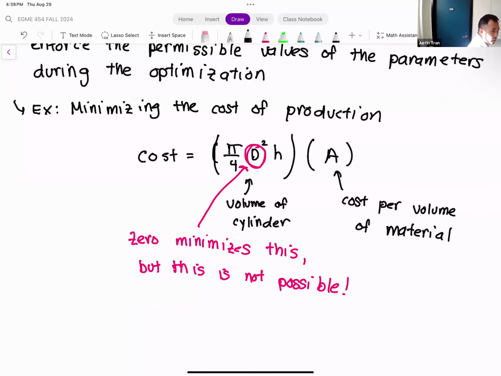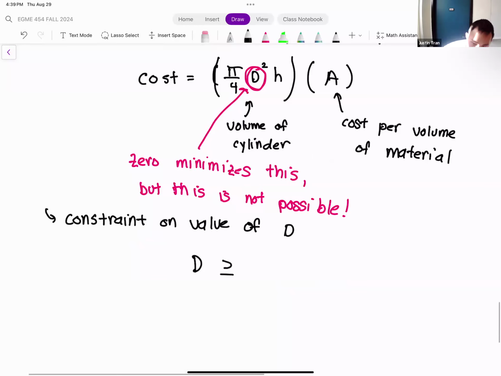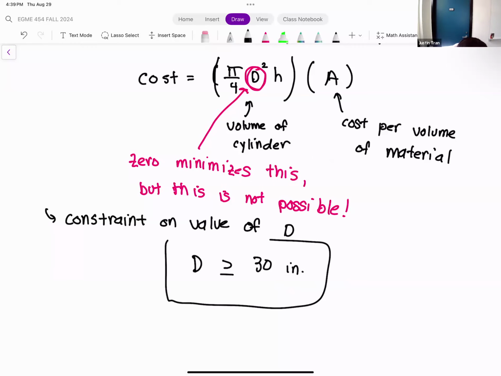And so one thing that we can do to alleviate this is put a constraint on the value of D. Let's say that D, I'm just gonna make up numbers at this point. D has to be greater than or equal to, let's say, 30 inches. And that's a constraint that we have to work with.